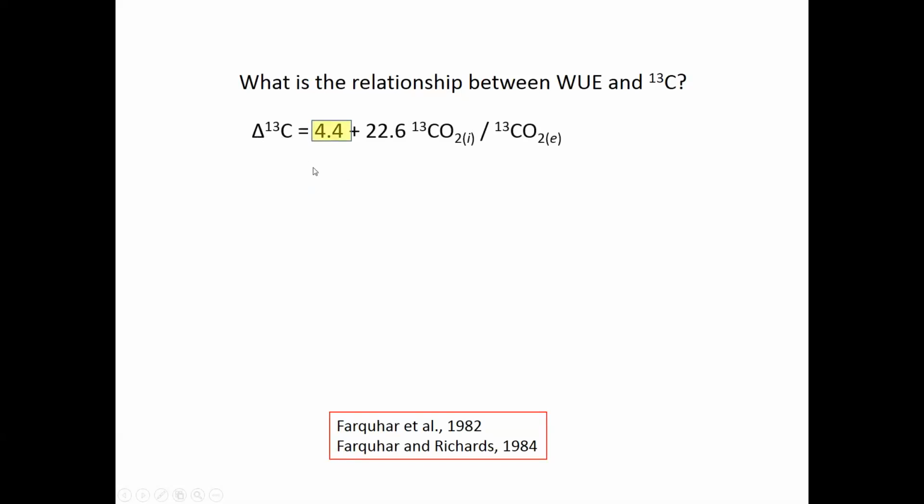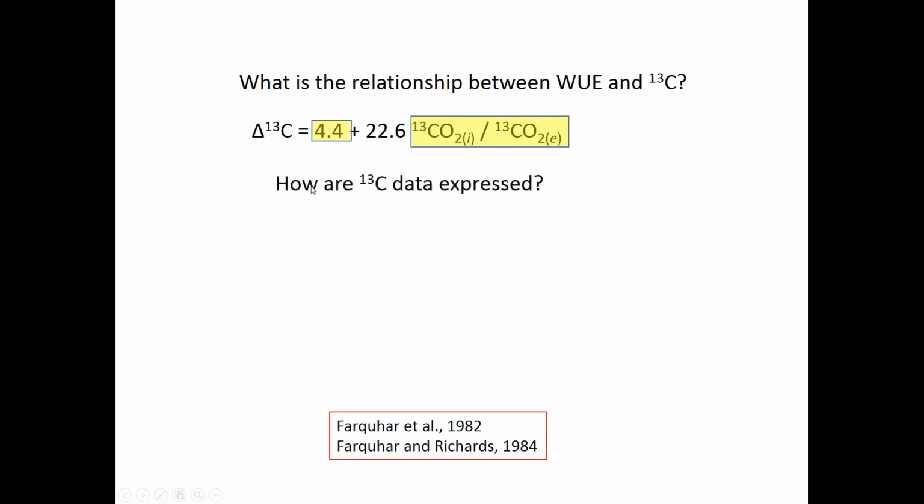But there's two components in here that are important. The 4.4 here is related to how well the C13 CO2 molecule is slowed down in diffusion compared to the C12 CO2 molecule. So that's just a constant in here. But we'll notice here we've got the C13 inside the leaf versus the C13 exterior in the atmosphere. So it's this ratio right here that corresponds directly back to water use efficiency as Tanner and Sinclair proposed.